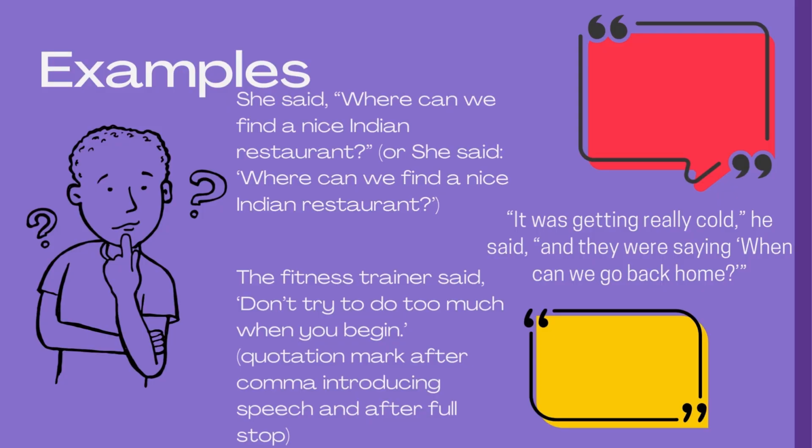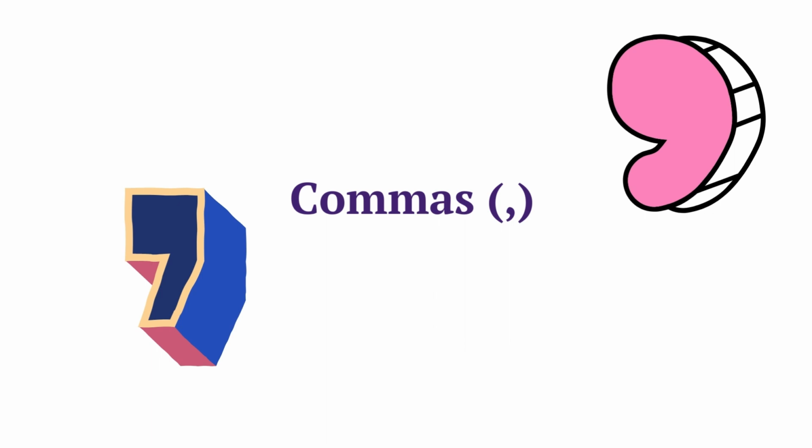Examples. She said, "Where can we find a nice Indian restaurant?" Or, "Where," she said, "can we find a nice Indian restaurant?" "It was getting really cold," he said, and they were saying, "When can we go back home?" The fitness trainer said, "Don't try to do too much when you're beginning." Quotation mark after comma introducing speech and after full stop.